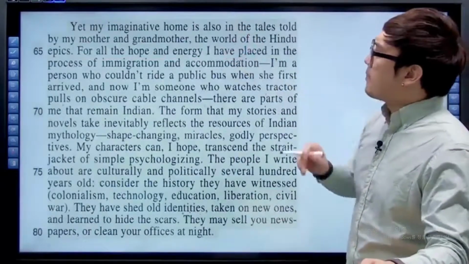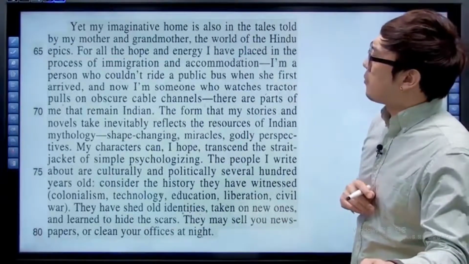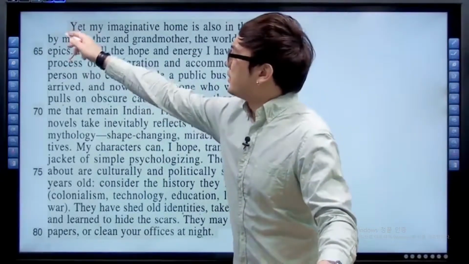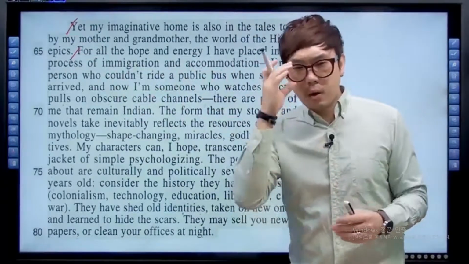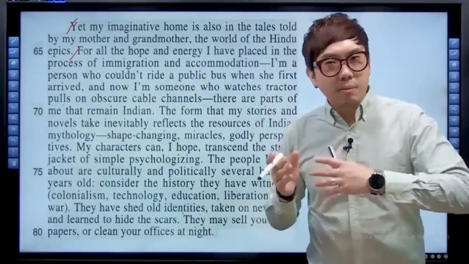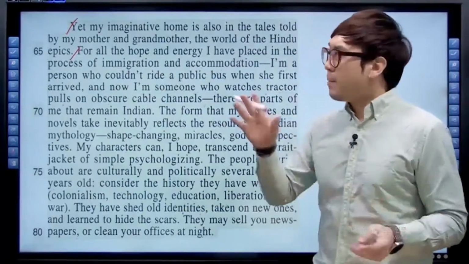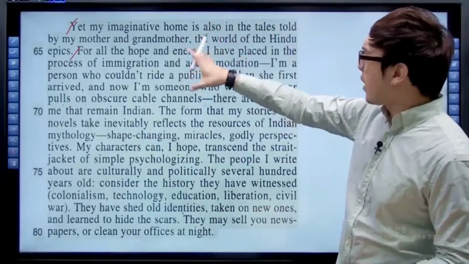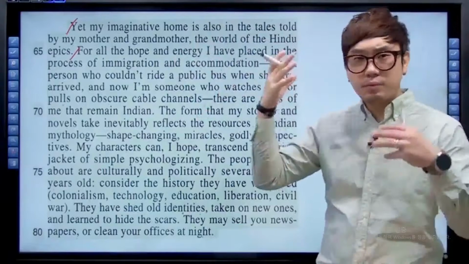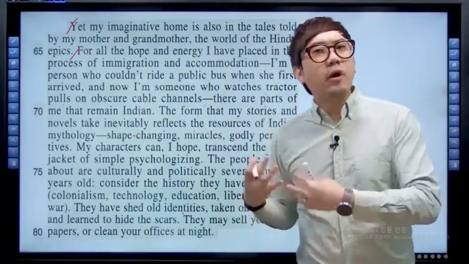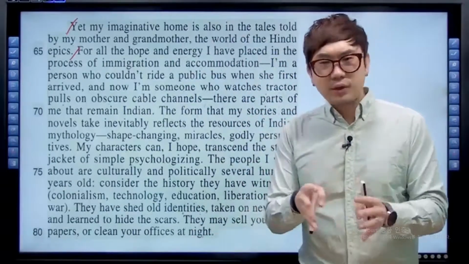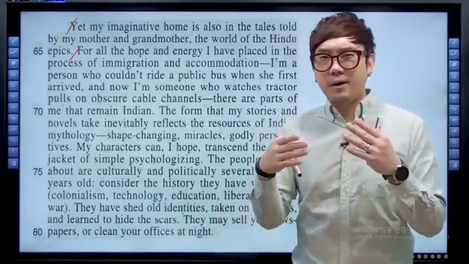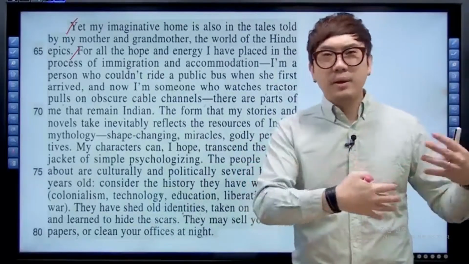And then it says, yet my imaginative home is also in the tales told by my mother and grandmother, the world of the Hindu epics, right? So yet here, she says, yet my imaginative home. So she's talking about her home as in the U.S. right now, but her imaginative home back in India, right? And she says that the tales told by her mother and grandmother, the world of Hindu epics. So she's probably thinking of her heritage, right? This is what many people who move to the States go through as they grow up in a different culture.